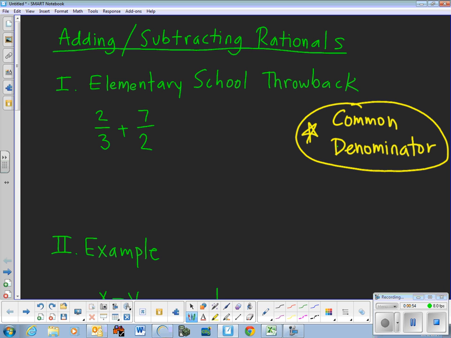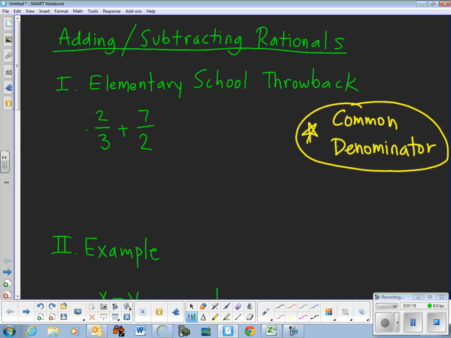A lot of the things we've done this chapter, we have connected to old things because we're really just working with fractions. It's just that those fractions happen to be polynomials on the top and bottom. Sometimes your common denominator is going to be just the sum or the product of the two denominators. So in this case, my common denominator is going to be 6.